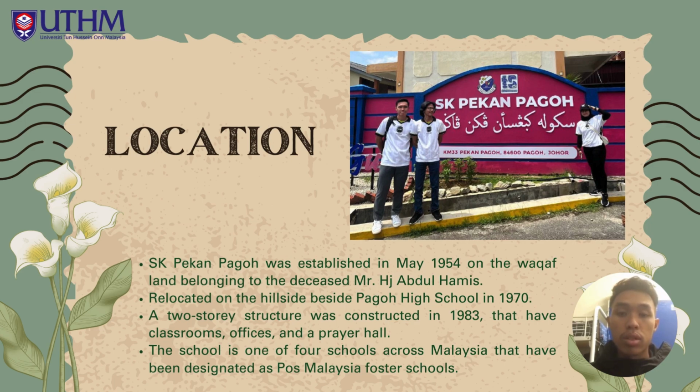Next, we go to the location of the proposed site. The proposed site location is SK Pekan Pagoh. SK Pekan Pagoh was established in May 1954 on the Wakaf land belonging to the deceased Mr. Haji Abdul Hamis, relocated to the hillside beside Pagoh High School in 1970. A two-story structure was constructed in 1983 that has classrooms, an office, and a prayer hall. The school is one of the 4 schools across Malaysia that have been designed as a post-Malaysia foster school.